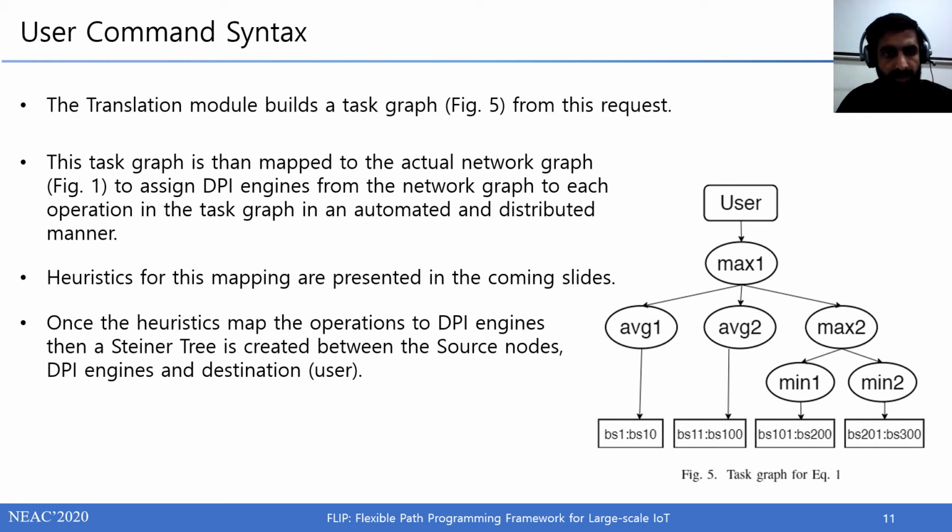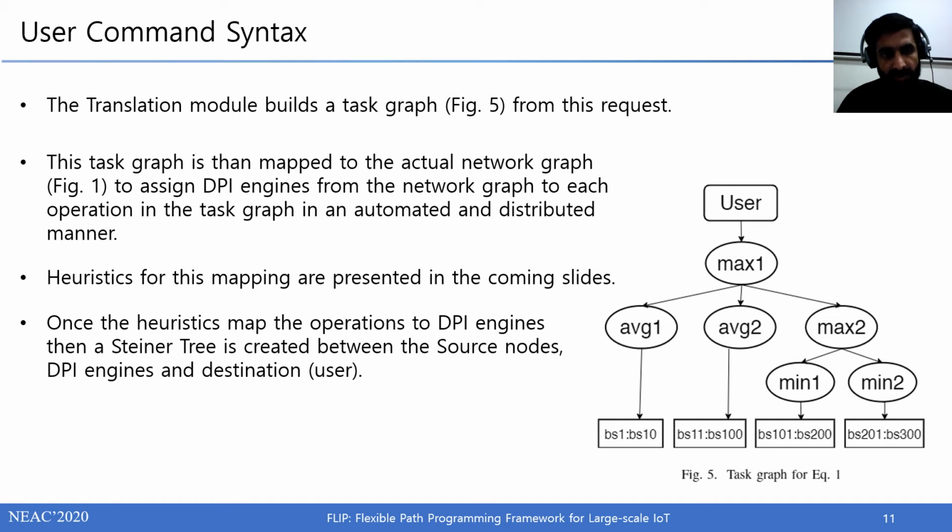Following the previous slide, a task graph can be made from the instruction that we saw in the previous slide, like this. This is done by the translation module, and this task graph is then mapped to the actual network of figure 1 to assign DPI engines from the network graph to each operation in the task graph in an automated and distributed manner.